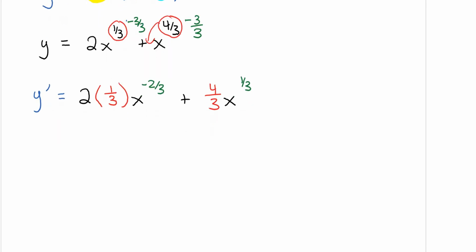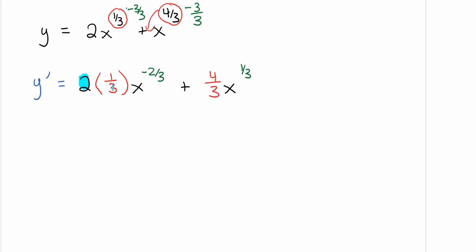Okay, so after that, we can now just simplify the 2 and the 1/3. So that would be 2/3 x to the power of negative 2/3 plus 4/3 x to the power 1/3, and then I just set that equal to 0.